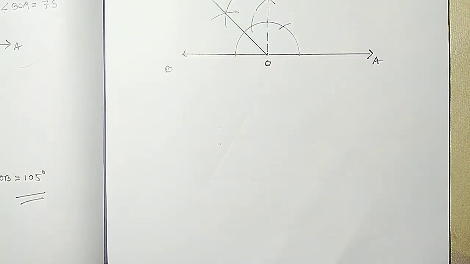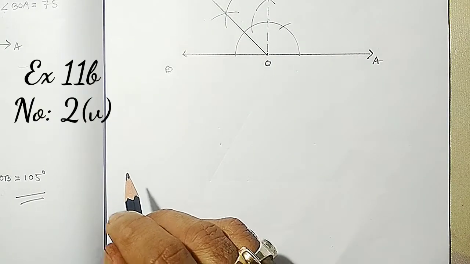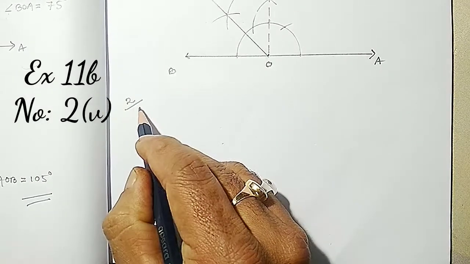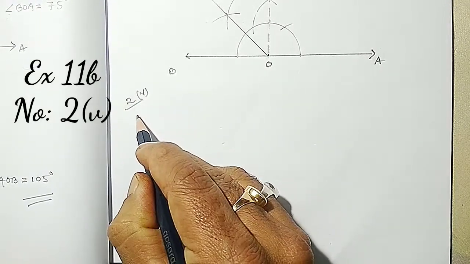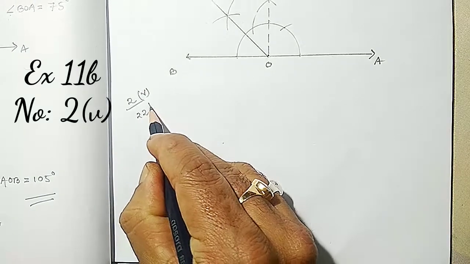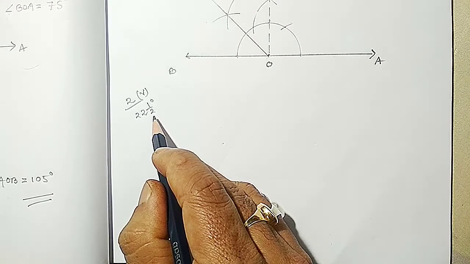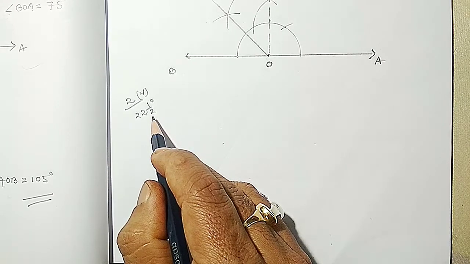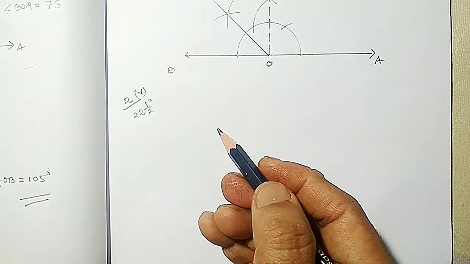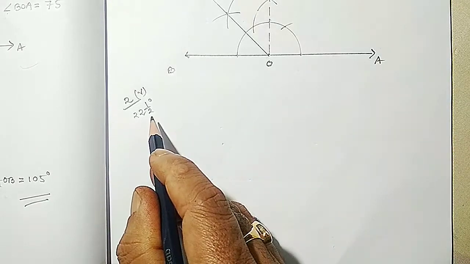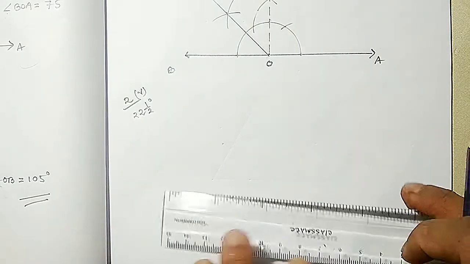The last question of question number 2, that is we have to draw 22.5 degrees. This is question number 2, fifth part, we have to draw 22.5. Now for drawing 22.5, we have to first draw 90 degrees. After drawing 90 degrees, we have to bisect. We will get 45 degrees, and if we bisect 45 degrees, I am going to get 22.5 degrees. So let me show how to draw 22.5.